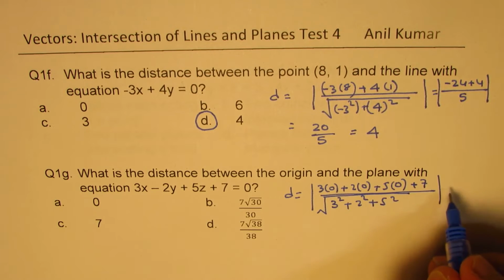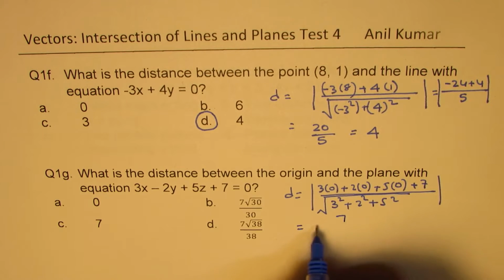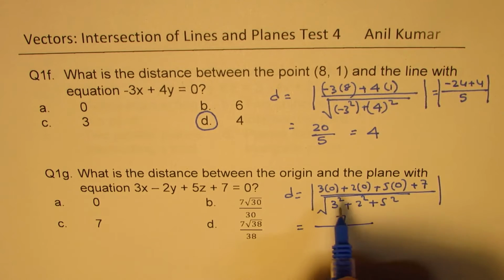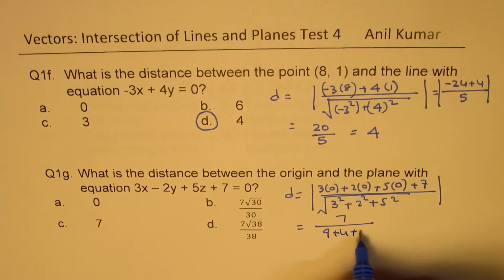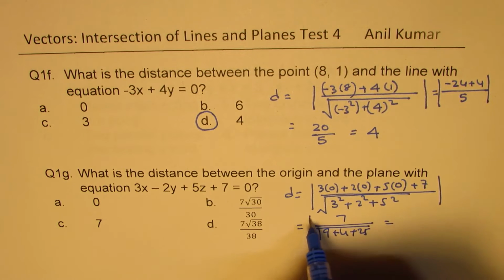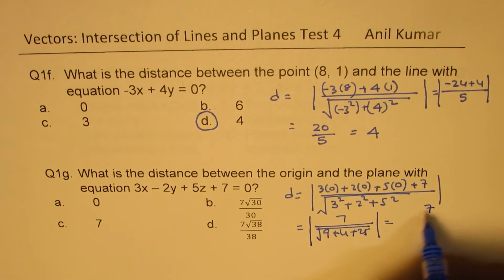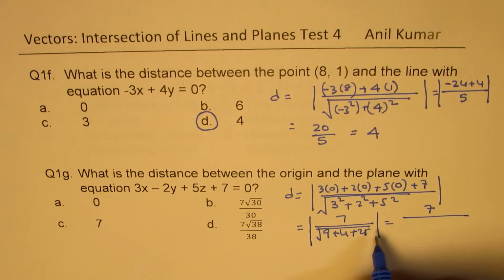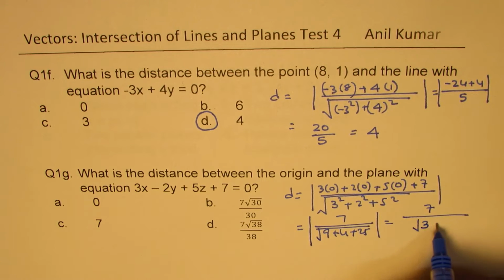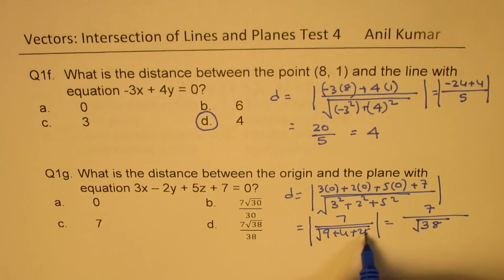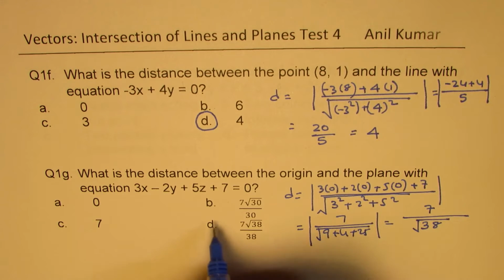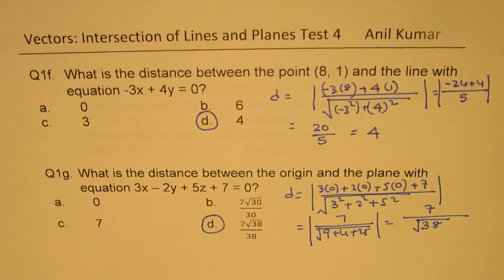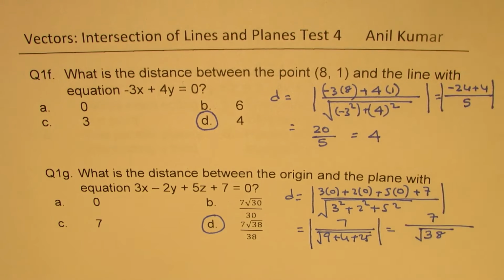So we do get 7 on the top, okay? And the denominator will be 9 plus 4 plus 25. You can use a calculator to figure this out, square root, okay? But absolute value, correct? So which is 7 over square root of 38, right? So 29 plus 9, 38. So when you rationalize, you get this as your answer. So we get option D as your answer. Okay.